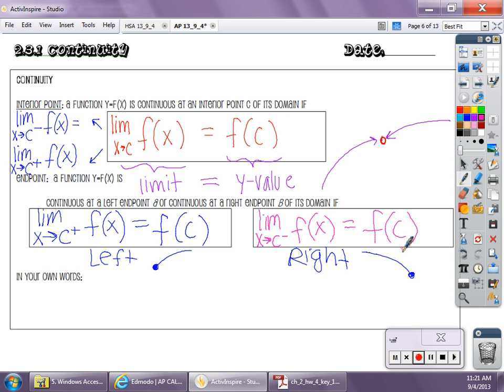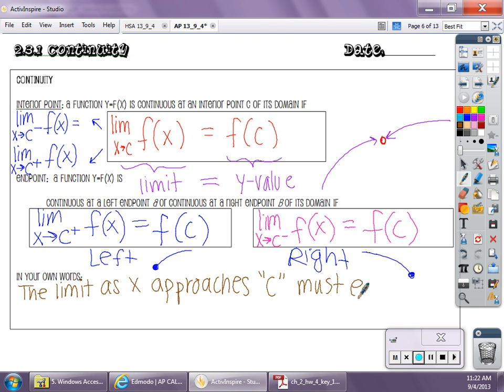All right. So, in your own words, and to be honest, we're going to do my words so that it's a little bit quicker. In your own words, the definition. So, the limit as x approaches c must equal the y value. The limit has to be the same as the y value. That's my quick summary of the definition of continuity.